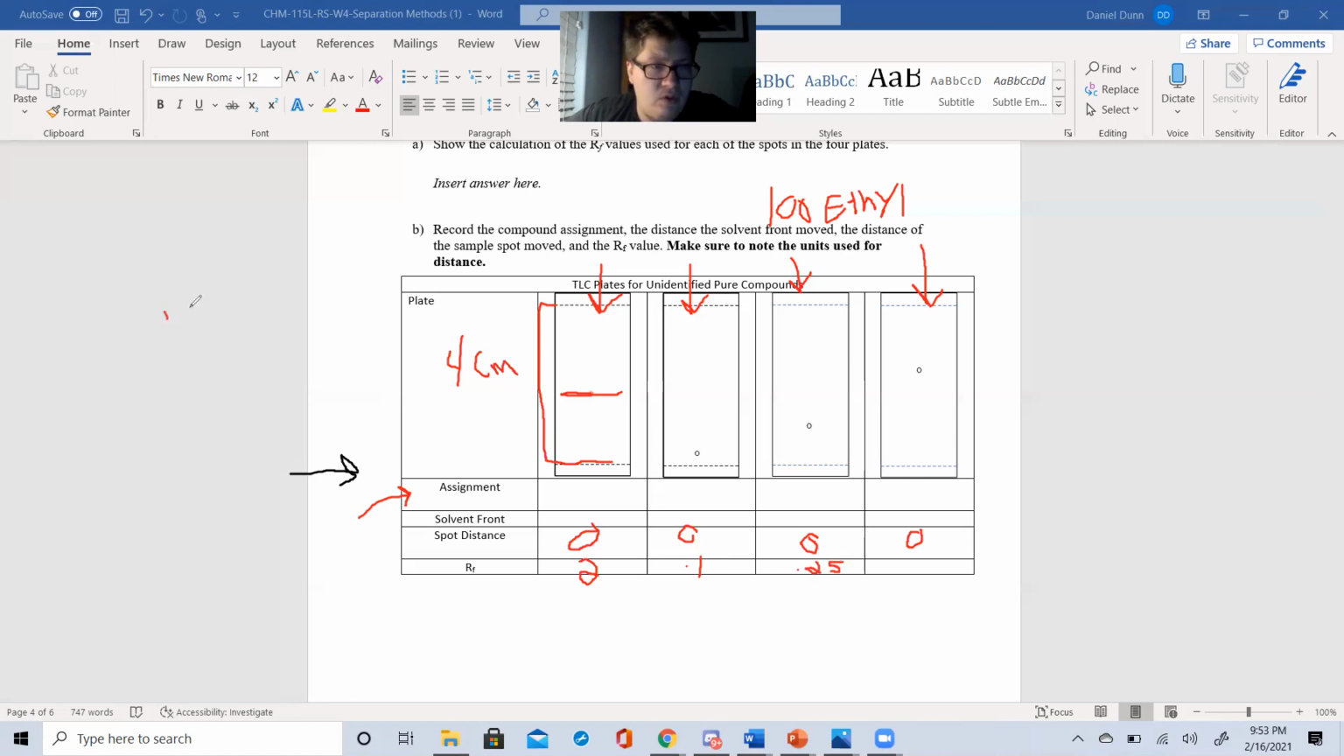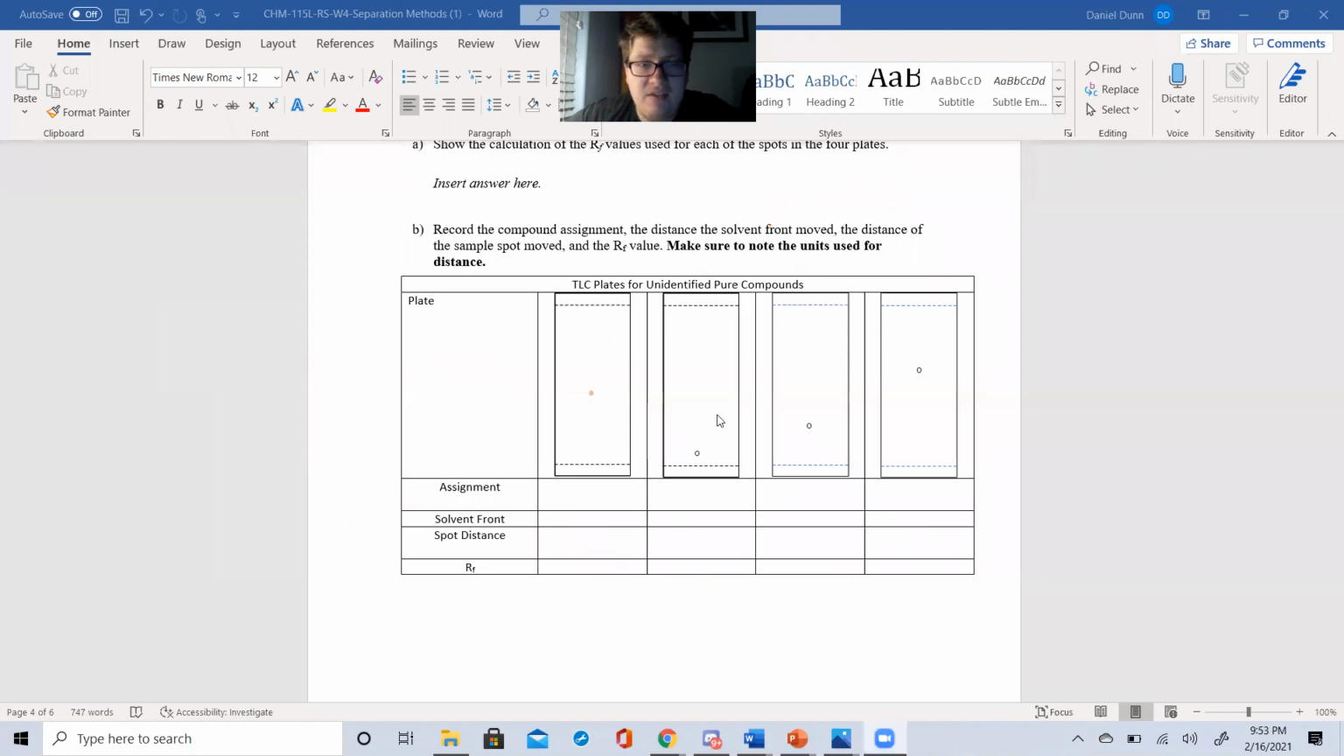So that'd be 2 centimeters over 4, which would not be an RF of 2. It would be 1/2. Sorry, 0.5. Usually in decimal places. Here, I would say it gets a bit higher, probably 75, so 0.75. There we go. Stuff like that. That's what you would put there.